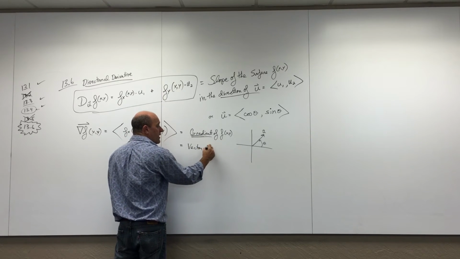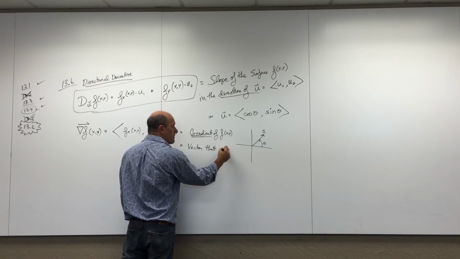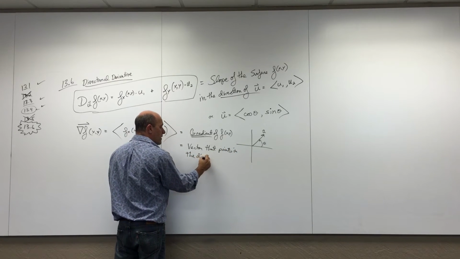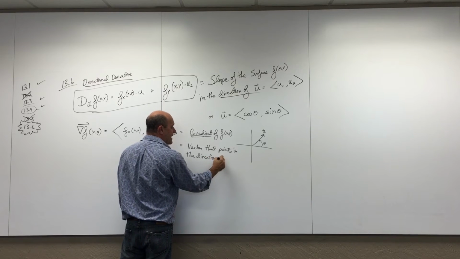This is what the gradient is. It's a vector that points in the direction of maximum slope.